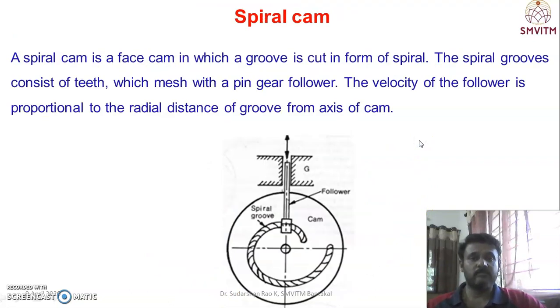The spiral CAM. A spiral CAM is a face CAM in which a groove is cut in the face of the disc. The spiral groove consists of teeth which mesh with the gear follower. This is the follower. The velocity of the follower is proportional to the radial distance of the groove from the axis of the CAM.